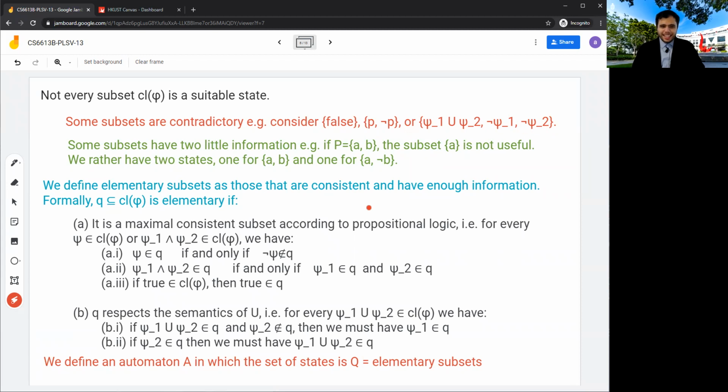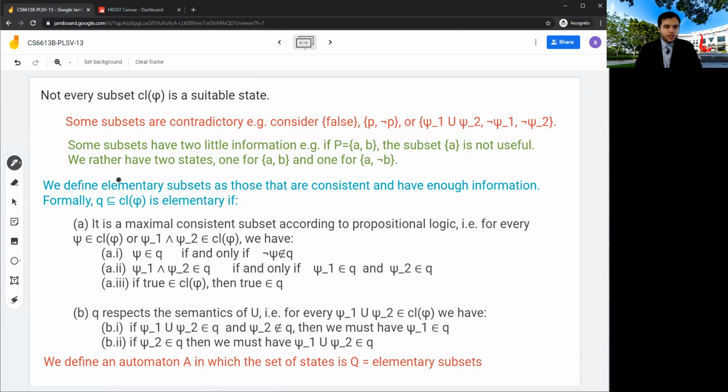Okay. And then on the other hand, there are some subsets that just have too little information. So if our set of atomic propositions are A and B, then I don't really want to have a state in my automaton for just A. Why? Because this is not telling me anything about B. I'd rather just chop this down and have two different states, one for AB and one for A not B. Right? So we have to actually be a little bit picky about the kind of subsets that we use as our states in the automaton.